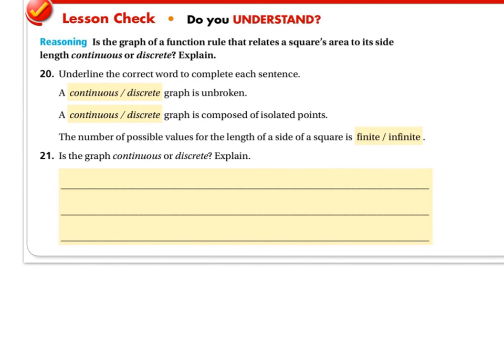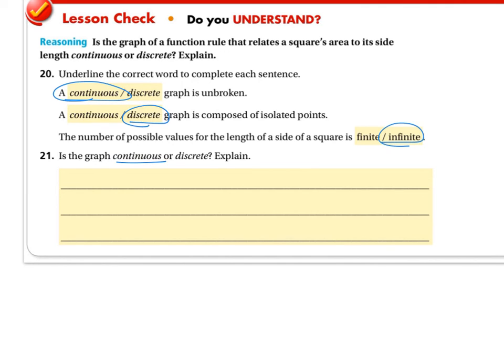And we're at the lesson check. Pause the video, attempt to complete this, and then start the video again and check your answer. It relates a square's area to its side length, continuous or discrete. Well, a continuous graph is unbroken, and a discrete graph consists of isolated points. Since the number of possible values for the length of the side is infinite, the graph must be continuous. So the graph is continuous.